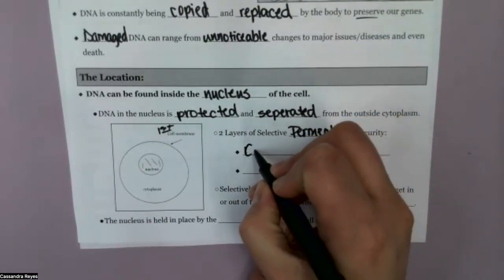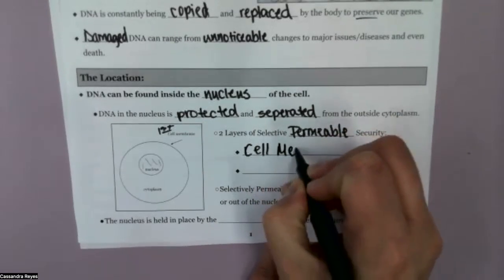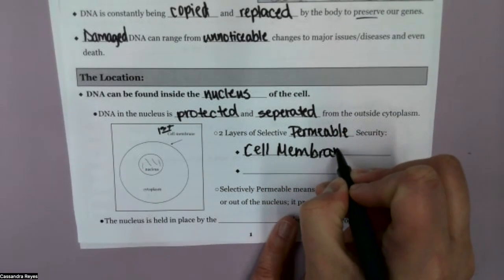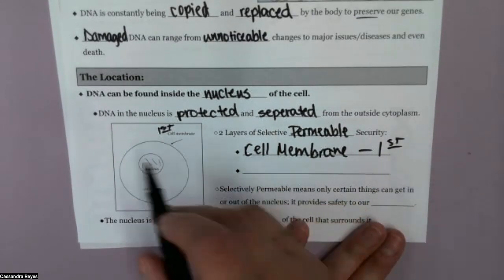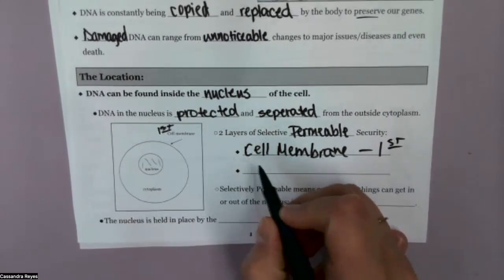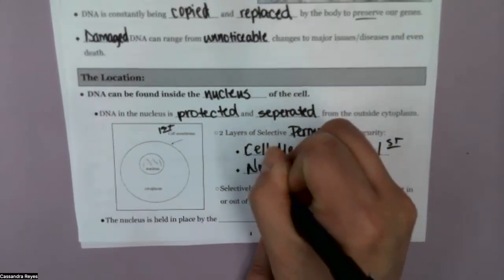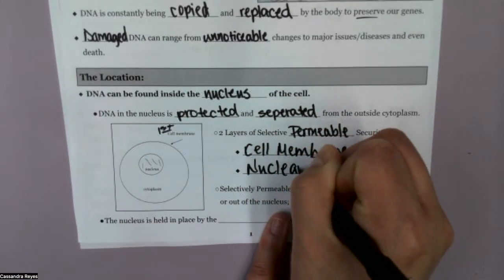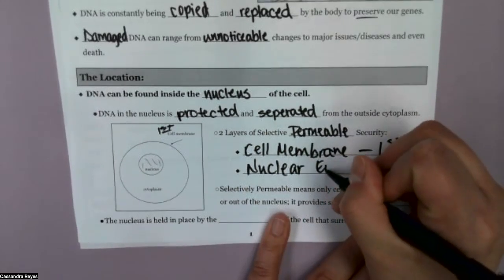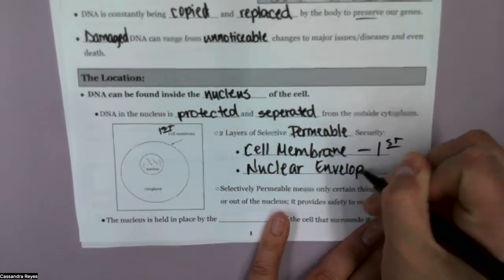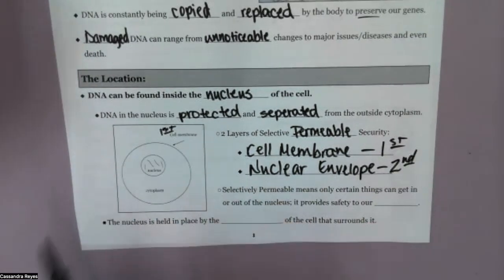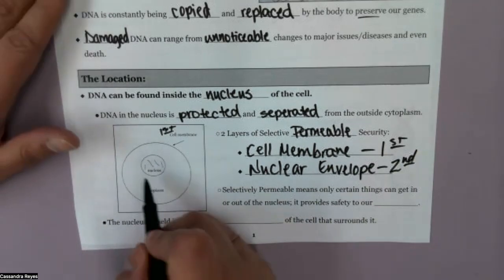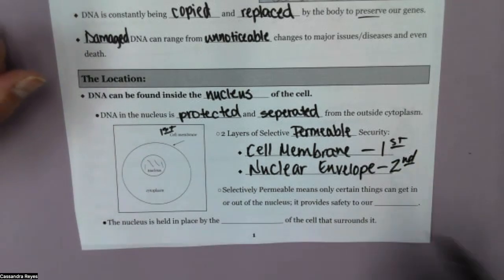So wait, cell membrane is like our first line of defense, okay? But then a second line of defense is called the nuclear envelope. And that's our second line of defense, because if you've gotten past the first line of defense, now you are up to the last one, right?